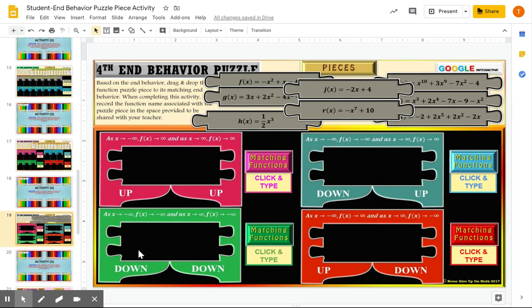This one's going up, up. This one's going down, down. This one's going down, up. And this is going up, down. And how do we determine that? Well, again, we determine it by the leading coefficient and the degree.